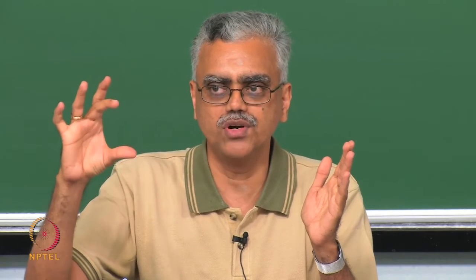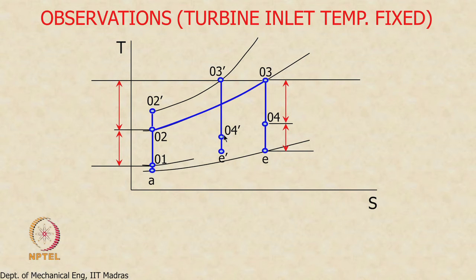Remember, the isobars diverge. So when I am moving to the left, to get the same work out of my turbine, I have to drop down a little bit more than what I do here. So that means this is going down, and then I expand from 0.4 prime to E prime.